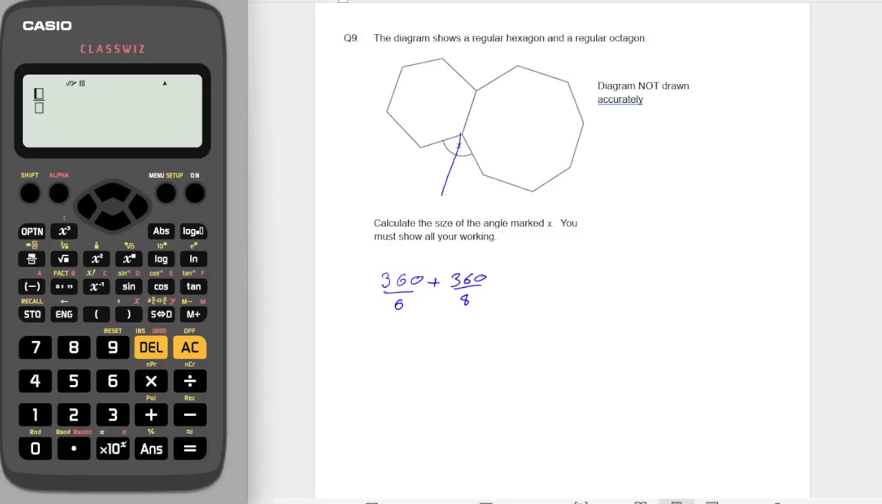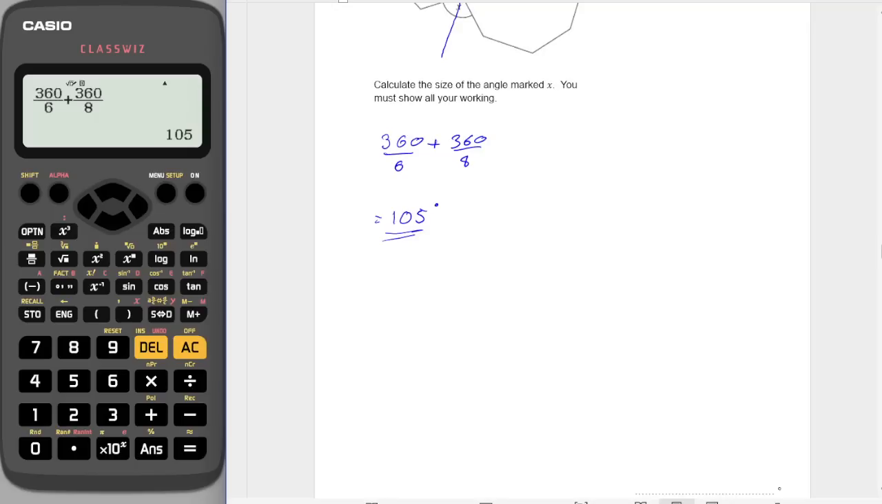So I'm not going to do stages. I'm just going to type that into my calculator. I've shown my method within the question that I've written there. Just need to make sure I type it in correctly. So when I add them together, that gives me 105. So the size of my angle is going to be 105.